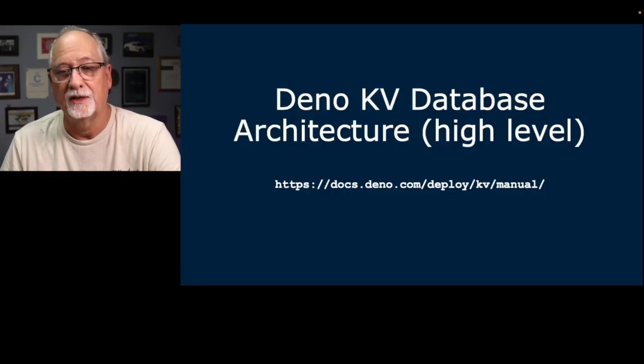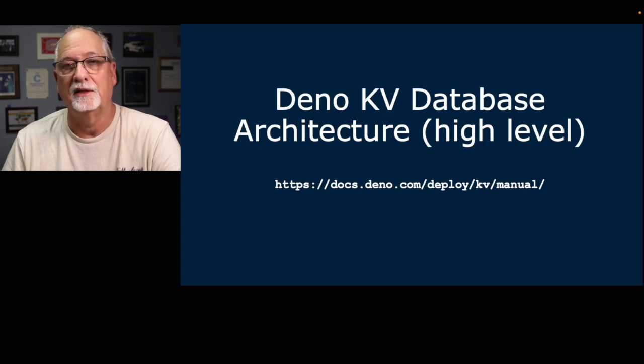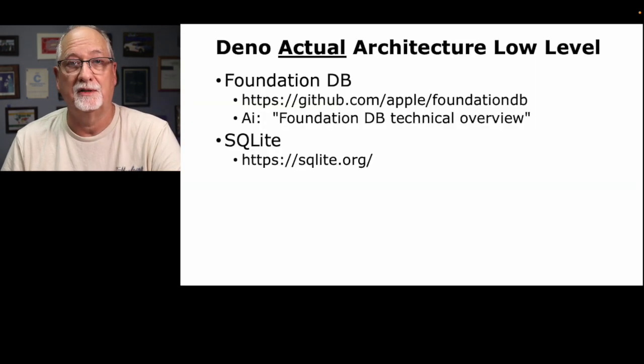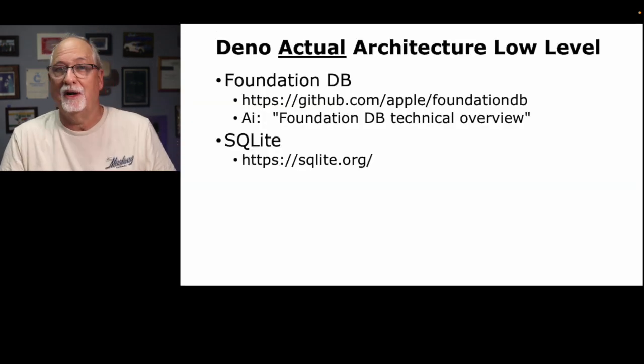So now let's talk about the Deno KV database architecture at sort of the high level. It's really because we're in a database class and we're thinking about different kinds of architectures, ACID and base architectures. We just want to take a look at this to better understand base architectures. Now, I'm not really going to describe to you the actual Deno architecture at the low level.